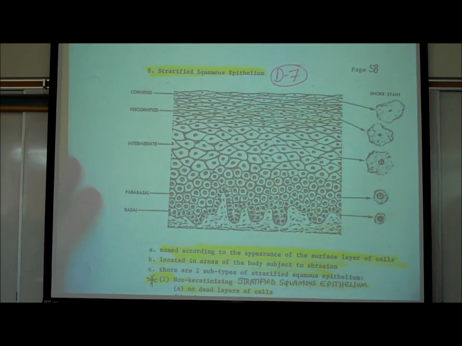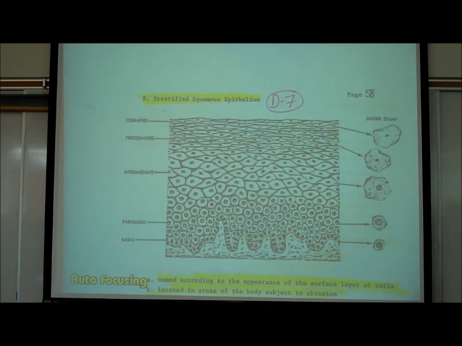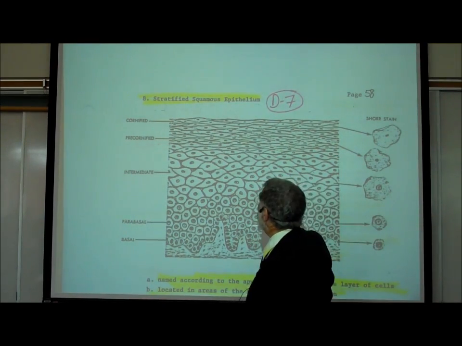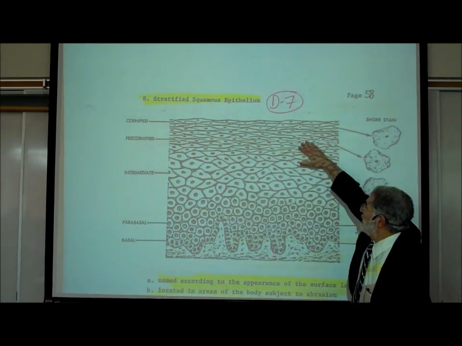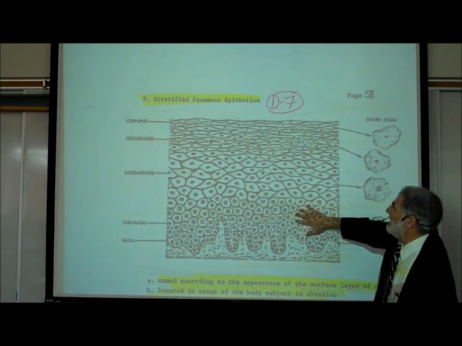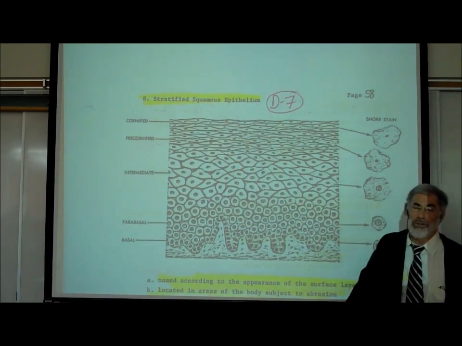Important ones, too. Stratified squamous epithelium. All right, so again, the naming is pretty straightforward. Stratified means multiple layers. And now, see, this is it. When we look at these cells, the bottom ones kind of look more cuboidal. The top ones look squamous.